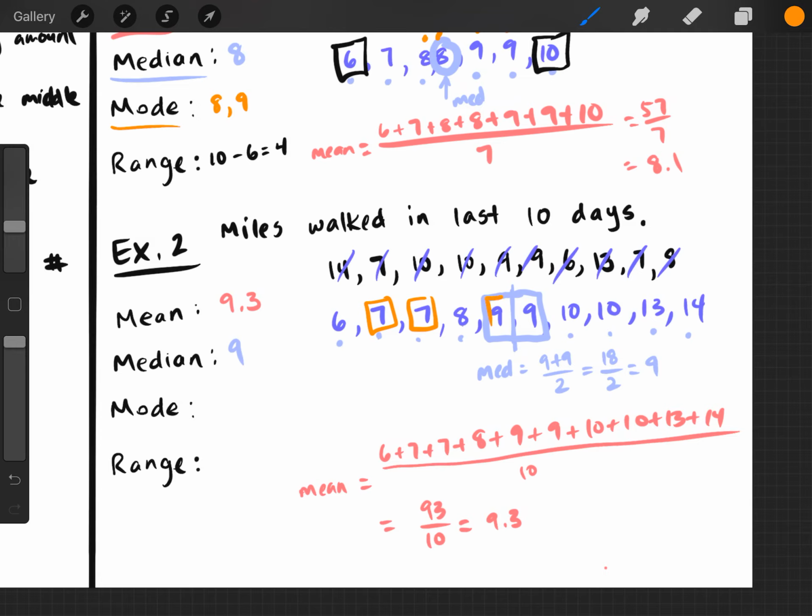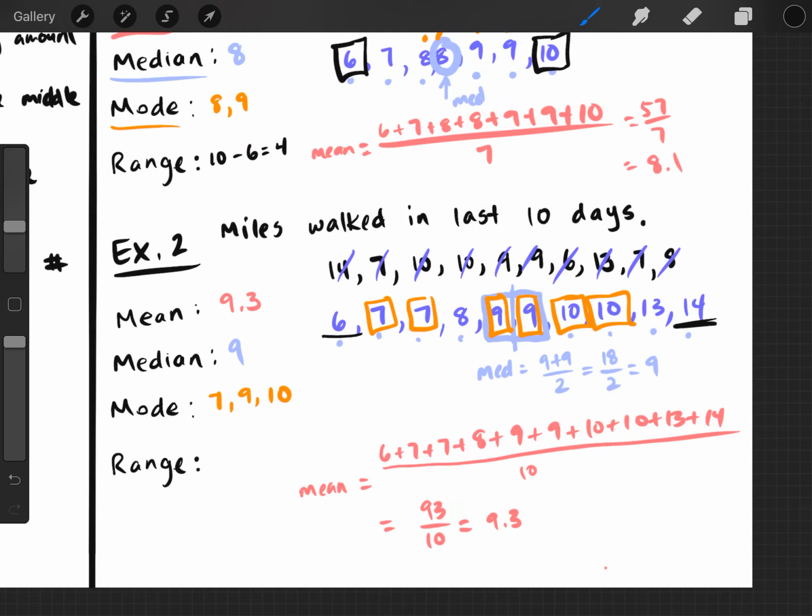Again, the mode is the number that we see the most here. So we have 1, 2 7s, 1, 2 9s, 1, 2 10s. So that means we have 3 different modes. It's 7, 9, and 10. It's okay for there to be one mode, no mode, or a bunch of modes. Just make sure you list those out.